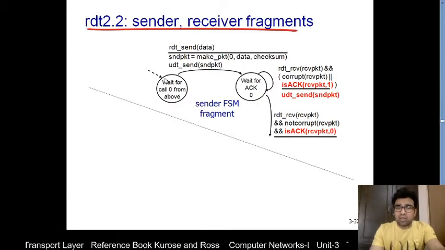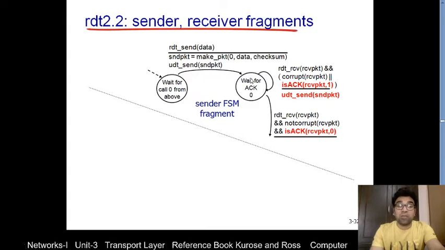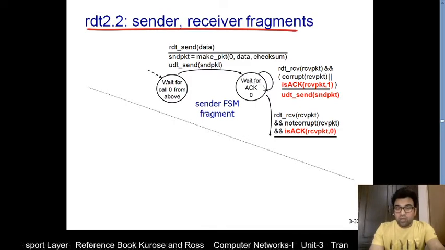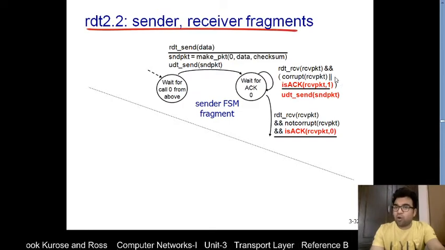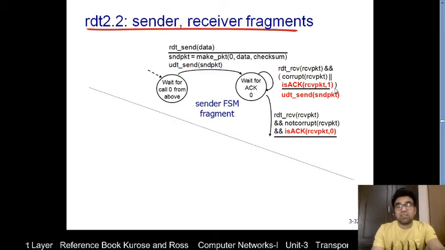Once the sending side is done with the data transfer, it will switch its state to wait for acknowledgement 0. That means it is waiting for the acknowledgement of segment number 0, which this particular sender has just sent. So two possibilities are there: if the received packet is corrupted, or that packet is an acknowledgement of sequence number 1, that means segment 1, which was the last sent packet.